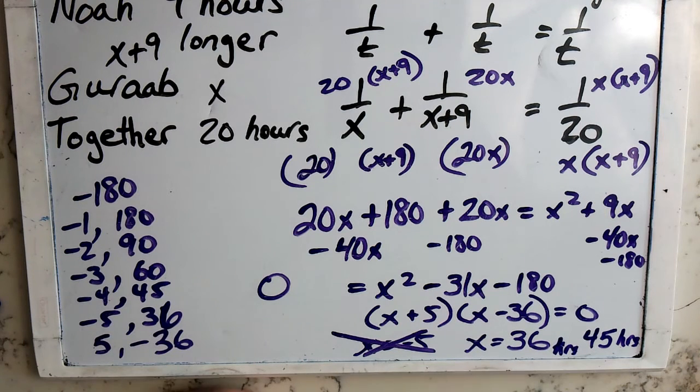So we have to go back to the question and see, are we answering it? This particular question, they asked for Gustav, so the answer would be 36 hours.